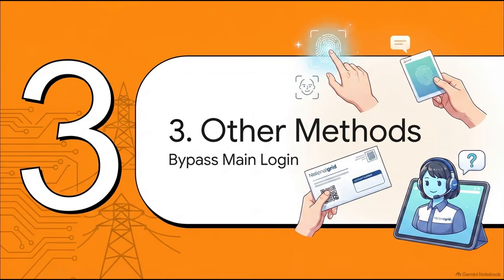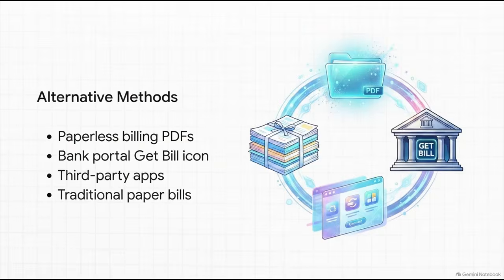Section 3, Alternative Retrieval Methods. Now, what if you just don't want to log into the main portal today? You've actually got several digital backup locations. If you're enrolled in paperless billing, National Grid sends a secure PDF directly to your email inbox every single month. Open any one of those PDFs and you'll spot the 10-digit number sitting right in the top right corner.